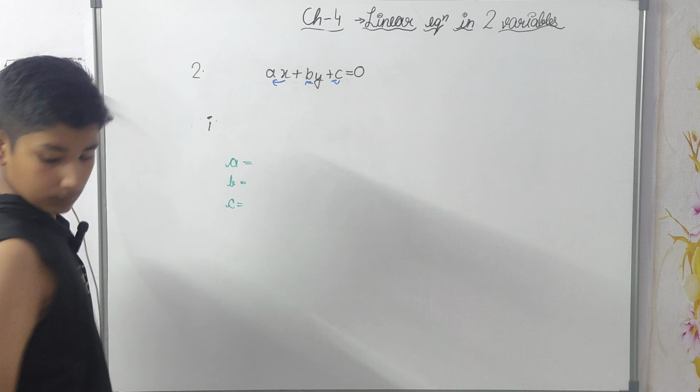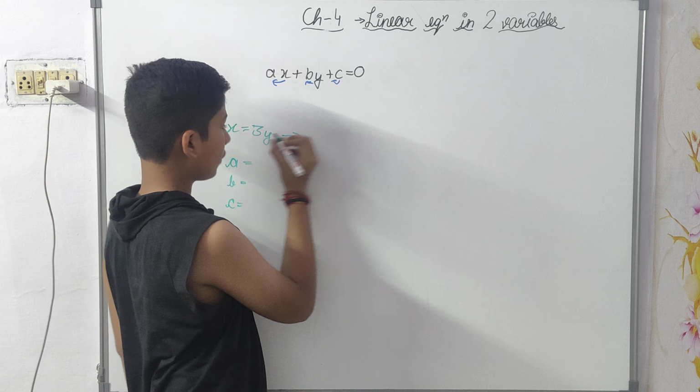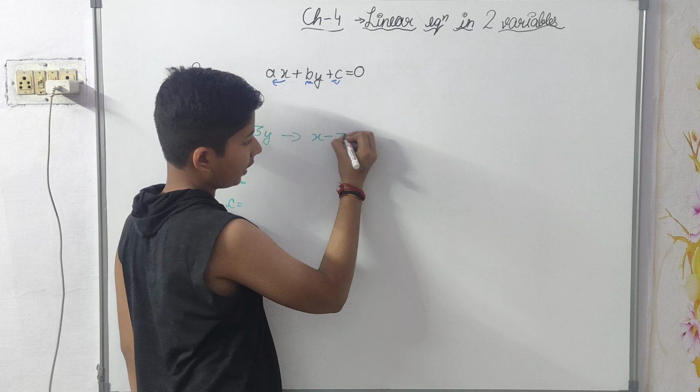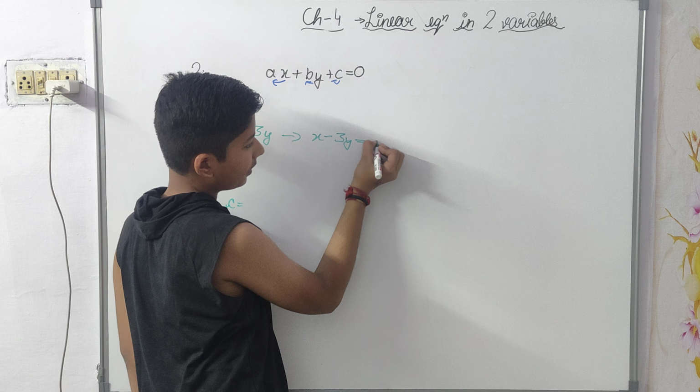Let's go. Fourth one, x equals 3y. So how will we write it? There are only two terms, so I will tell you what to do. You will write x minus 3y equals 0.